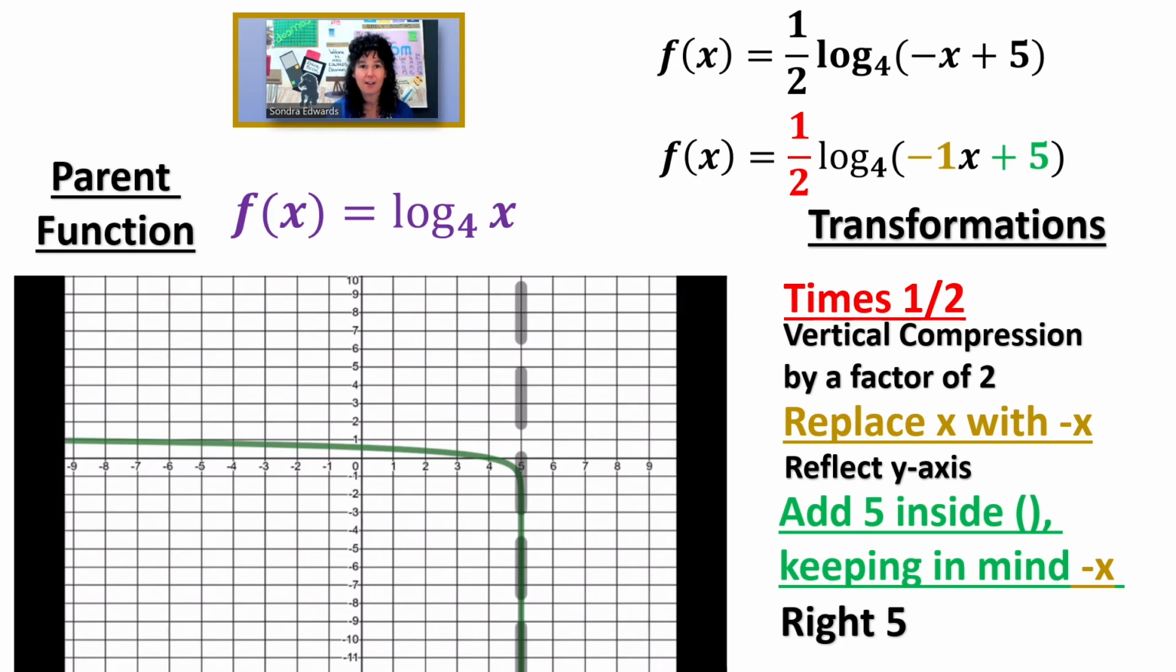1/2 log base 4 of negative x plus 5. If I simply wanted the domain, I would set negative x plus 5 greater than 0 and solve. If you do multiply or divide by a negative number, remember to flip that inequality symbol over. And then if I wanted the equation of this asymptote without doing all the movements, I could just set negative x plus 5 equal to 0 and solve, and you would end up getting 5. So we have our x equals 5.